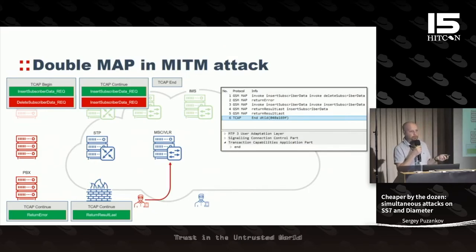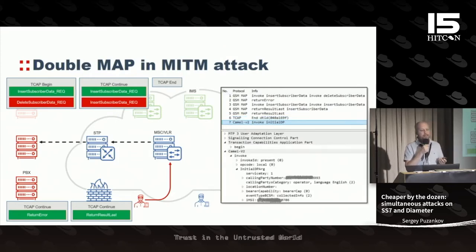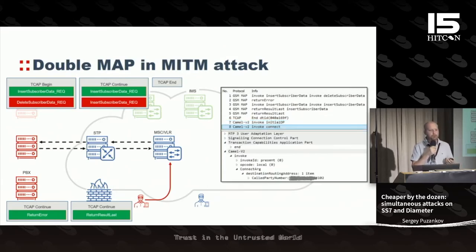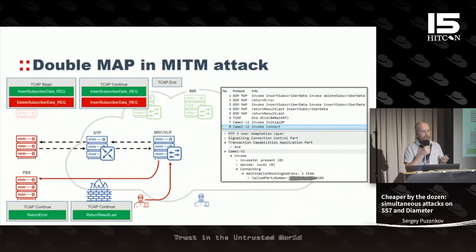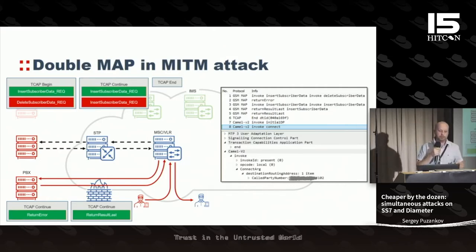Now we know that when the subscriber calls, the MSC sends an initial DP request to the spoofed billing platform, to the intruder's equipment. The intruder sends a connect with the PBX number. The call is redirected to the PBX. The intruder initiates one more call, and the subscribers are able to communicate with each other. But all the traffic goes through the intruder's PBX.